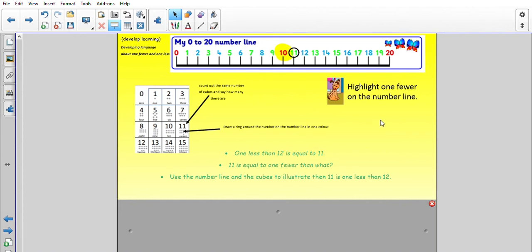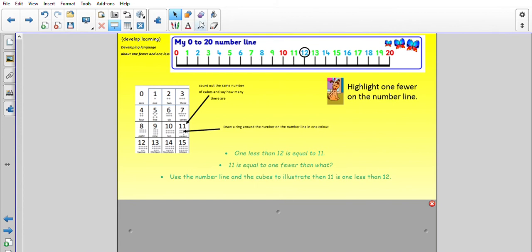Well done. Now our sentence here is a little bit different. So shall we try that one? So this one is all about number 12. So let's put number 12 there. Let's find number 12. 1 less than 12 is equal to. So what's 1 less than 12? Let me get rid of that highlight. We don't want that anymore. So 1 less than 12.